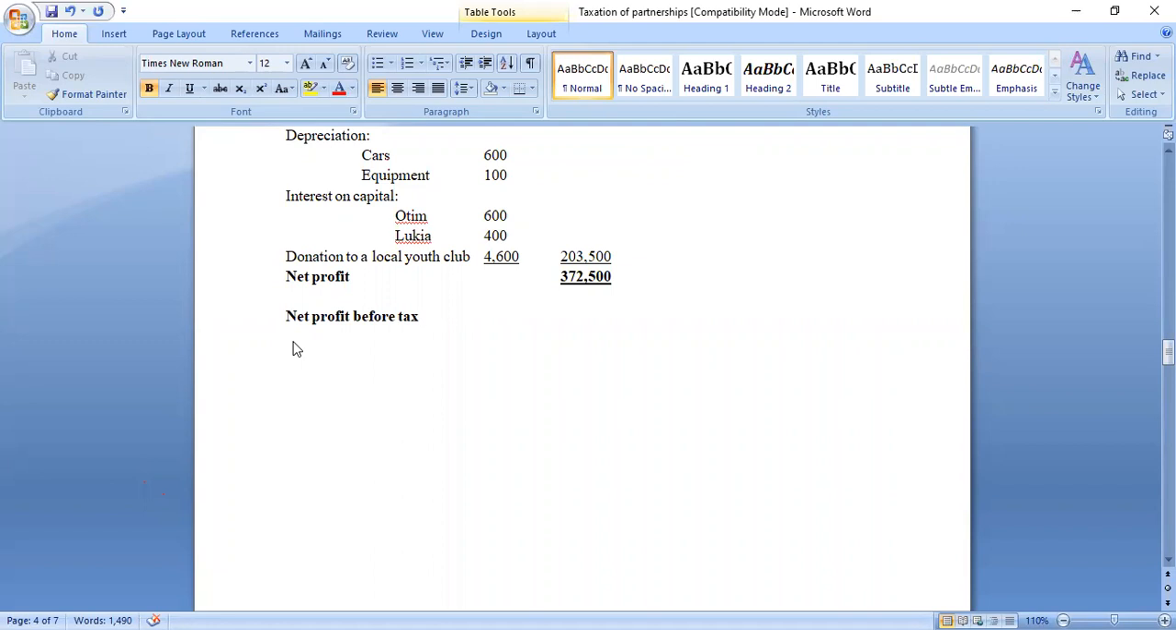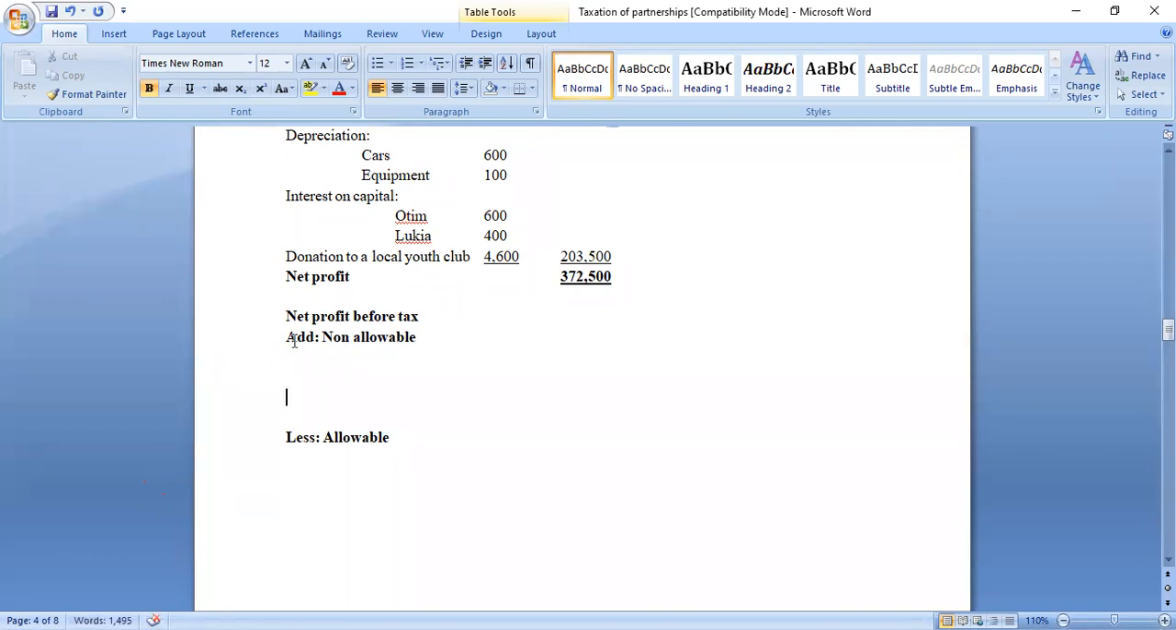Net profit before tax. Then we add none. Same thing, same logic, same everything. Then allowable. This is a partnership, remember.